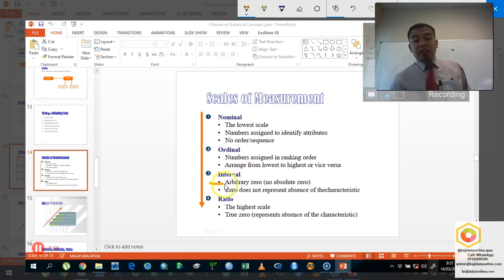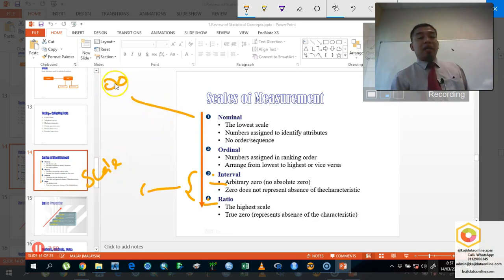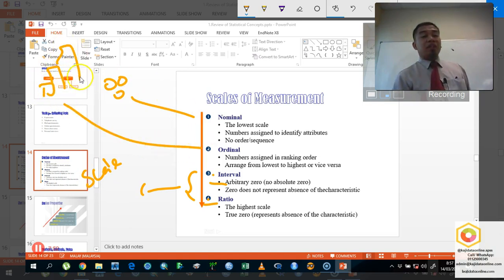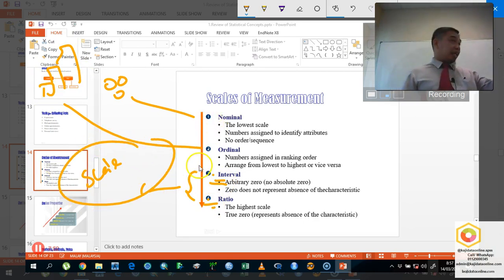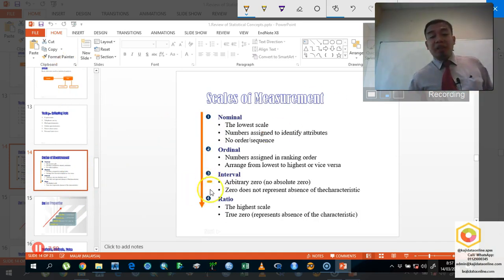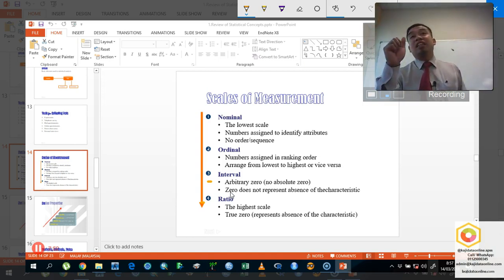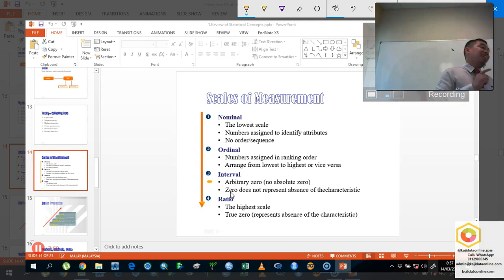The next one is the interval and the next one is the ratio. Inside SPSS, both of these scales are defined as scale data. This one later you will see the symbol of nominal data. This one you will see the symbols of the ordinal scale. But interval and ratio are both considered as scale data inside SPSS or statistical software. So what is the difference between the interval and ratio? The interval and ratio have big differences in terms of their zero and their ability to make a ratio.